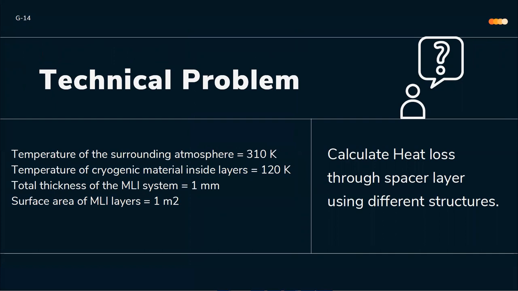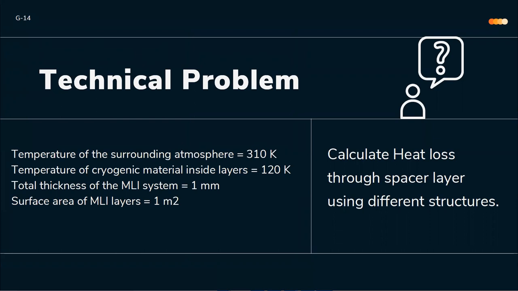We consider a typical conventional multi-layer insulation system consisting of some metallized film with vacuum in between them with the following parameters. The temperature of the surrounding atmosphere is 310 Kelvin. The temperature of the cryogenic material inside the layers is 120 Kelvin. The total thickness of the MLI system is 1 millimeter and the surface area of the MLI layers is 1 meter squared.